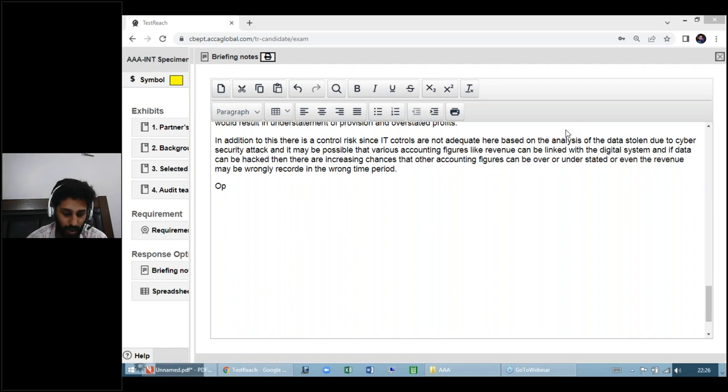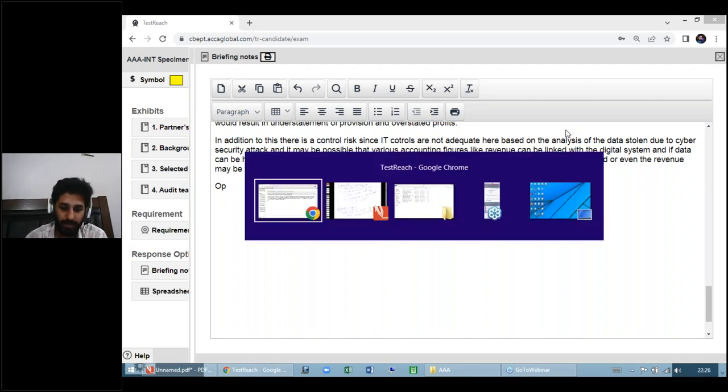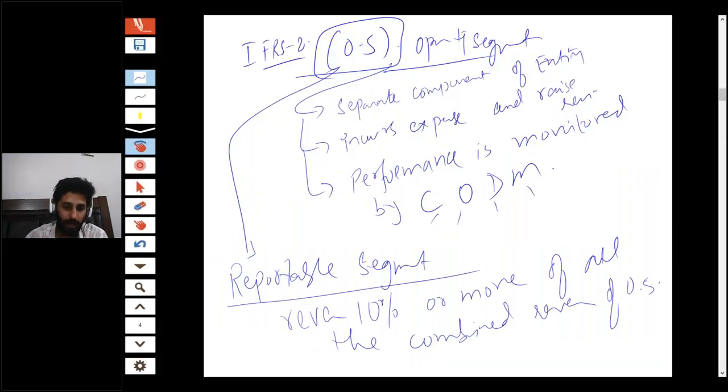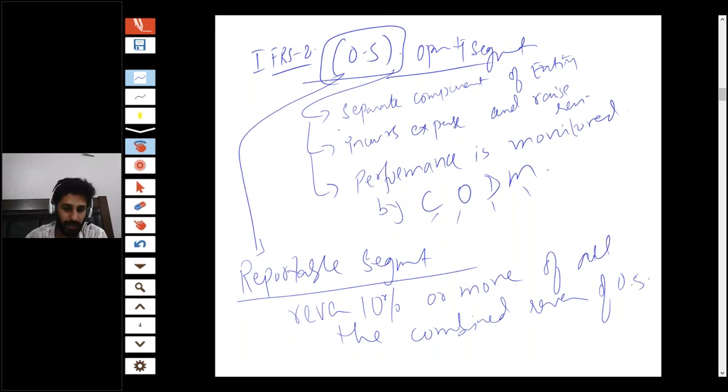I am showing that thing again. No problem at all. I had written down this operating segment. If you want to make it quick, just capture a picture of it. I'm repeating my words again, that this is the operating segment.